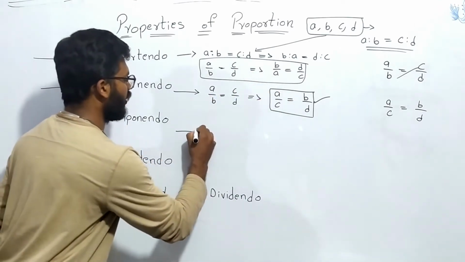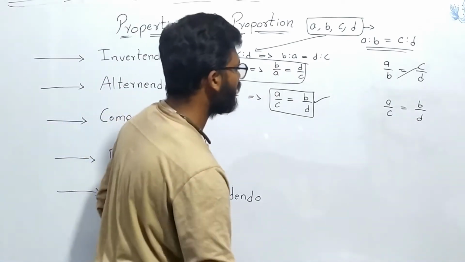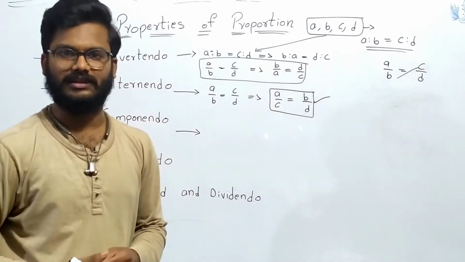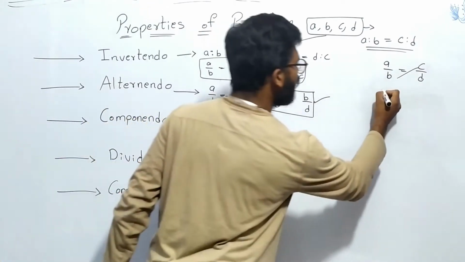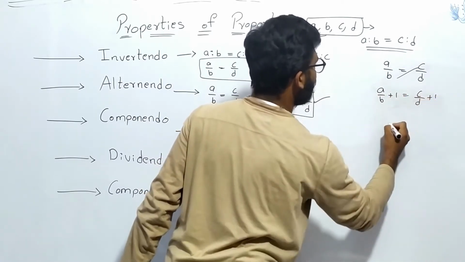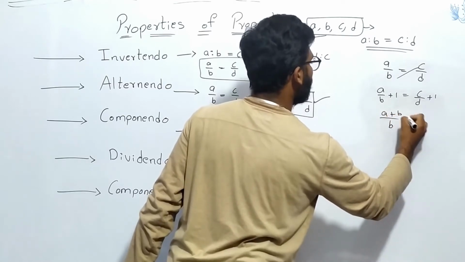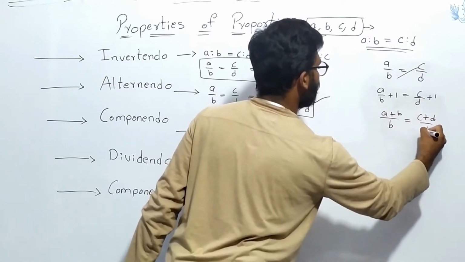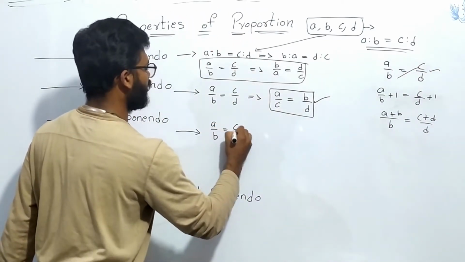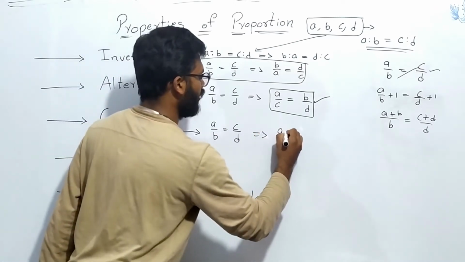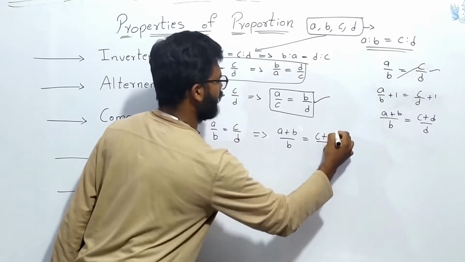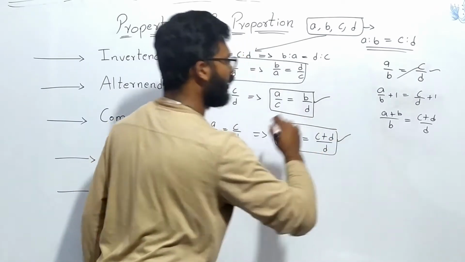Next, componendo. What does componendo tell? See here, if A by B is equal to C by D, then if we add 1 to both sides, the equality won't change. So A by B plus 1 is equal to C by D plus 1. Now the LCM is B and D, so we get A plus B by B is equal to C plus D by D. So if A by B is equal to C by D, or A is to B is equal to C is to D, that implies A plus B by B is equal to C plus D by D. This is called the componendo property.